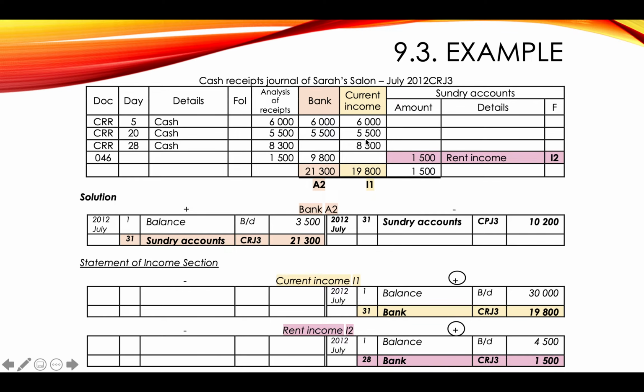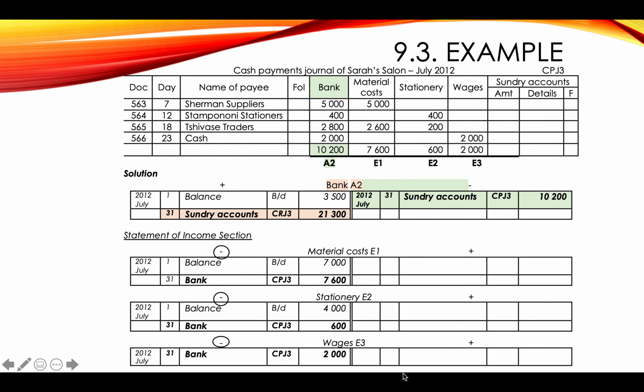Look at all of these current income entries. Can you see that each and every one of them appeared in bank? And so therefore bank is your other account involved. Another way to remember this is quite simply, obviously for bank, there's a bunch of other accounts, so you would write sundry accounts, and for everything else, in this case, current income and rent income, the contra account is bank in both cases because that's where the amount also went.